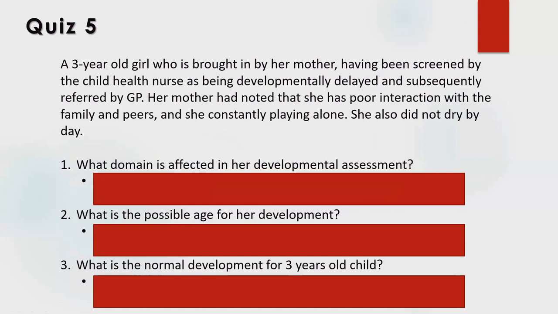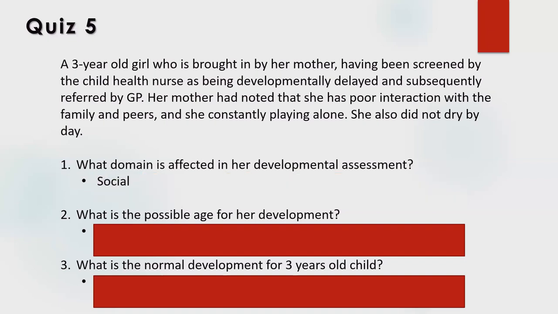Okay, Safiya. Obviously social, because she has poor interaction with family and peers. Usually at the age of 3 years old, she can play well with her friends. Next, what is the possible developmental age for her? Anyone want to answer? Okay, no one.